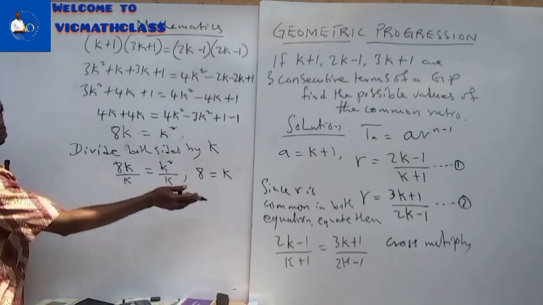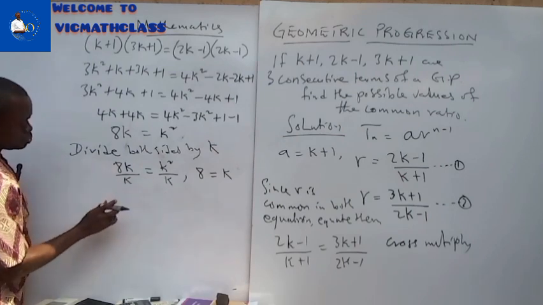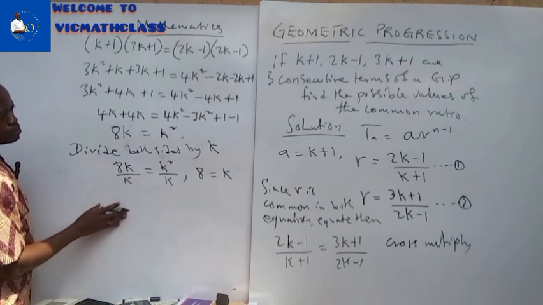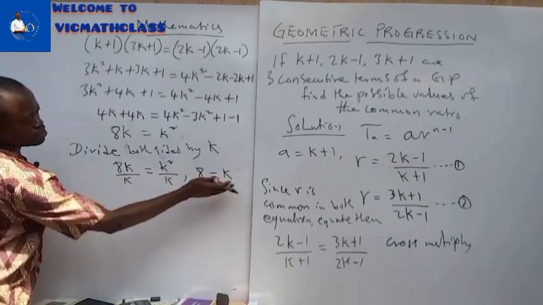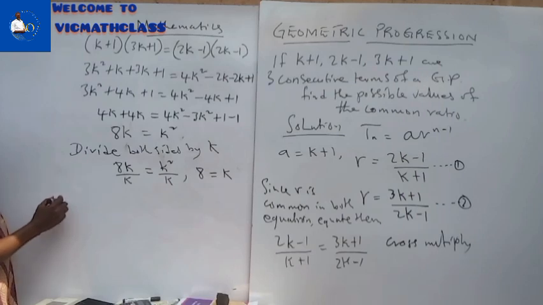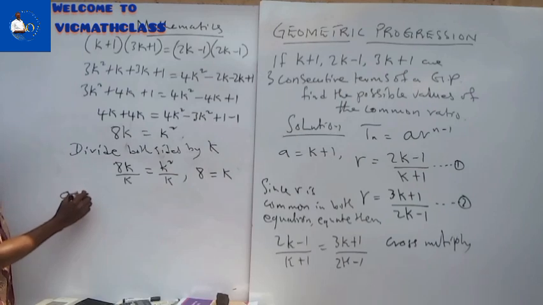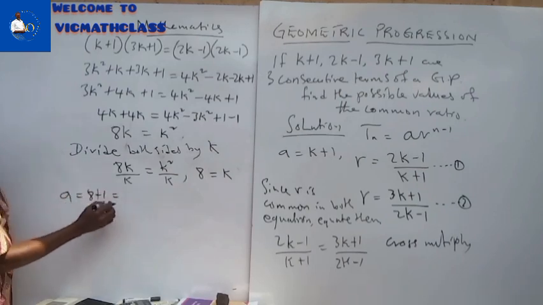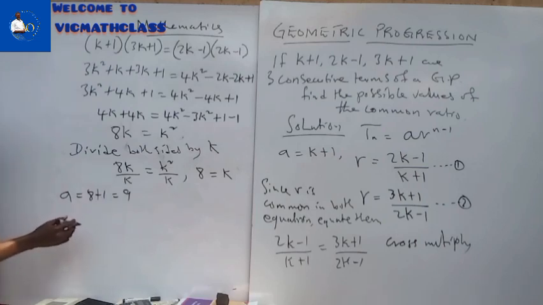Now, can we go back to equation 1 or 2, so if k is 8, what is the first term from here? So it then means that if k is equal to 8, a is equal to 8 plus 1. 8 plus 1 will give us 9. But that is not what they ask.